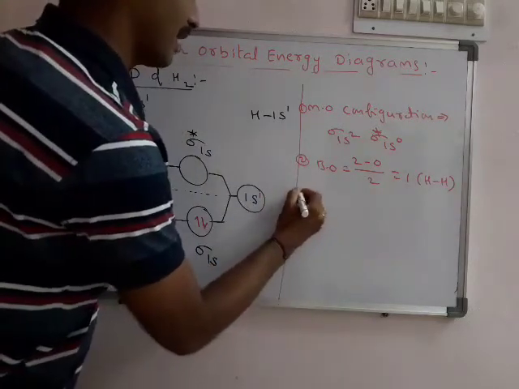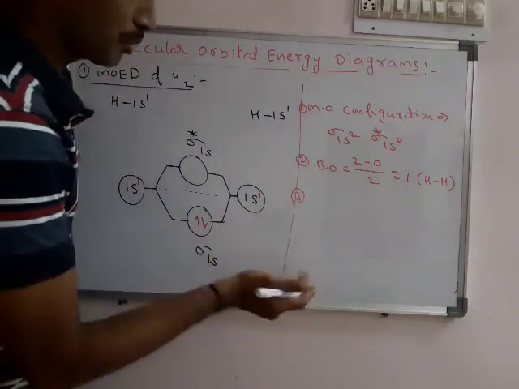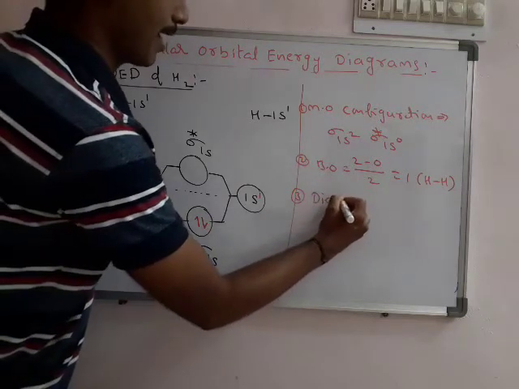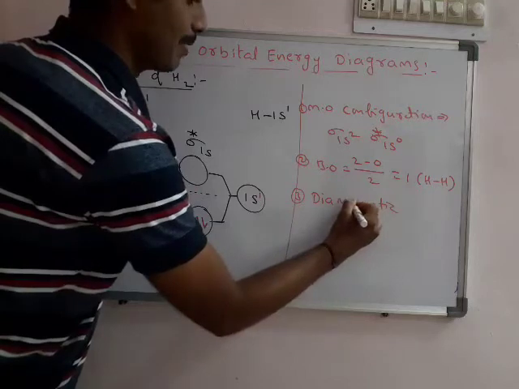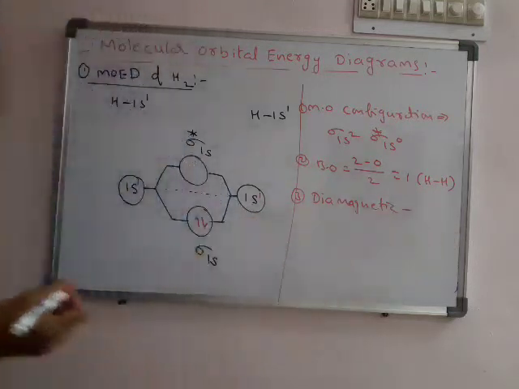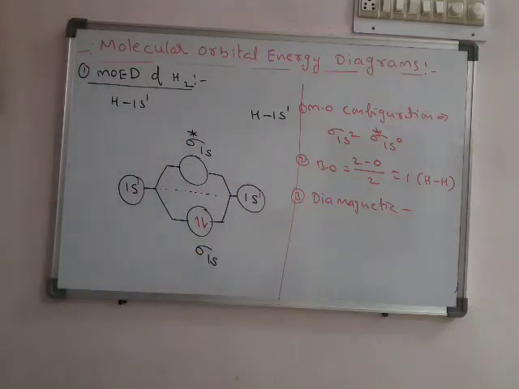What is the magnetic character? There are no unpaired electrons, so it is diamagnetic. Why is it diamagnetic? You have to write it. This is the MOED, the molecular orbital energy diagram of H2, which is totally based on its molecular orbital configuration.